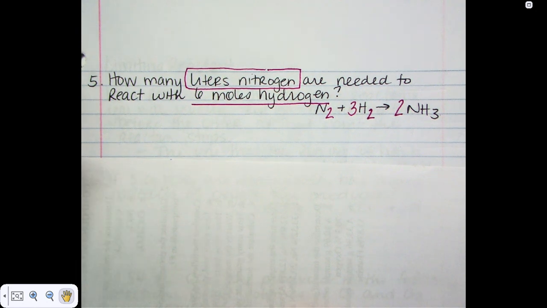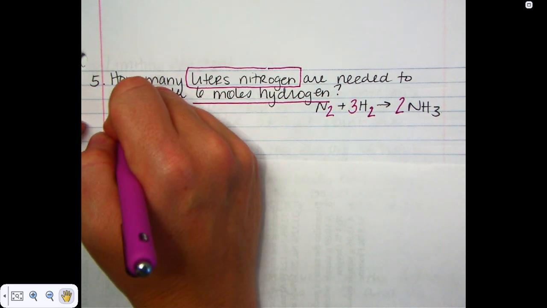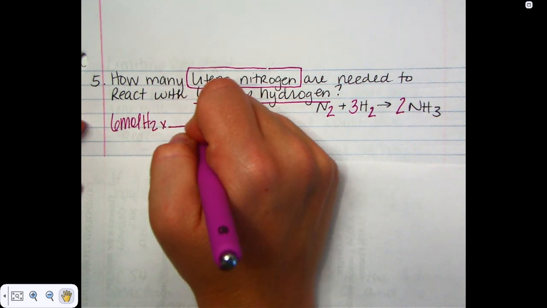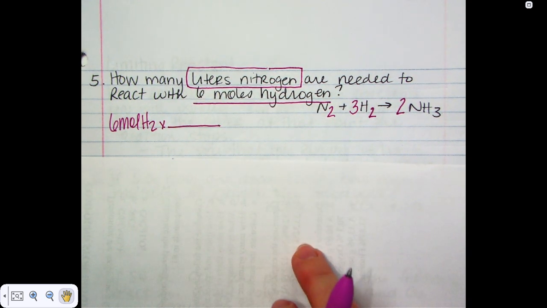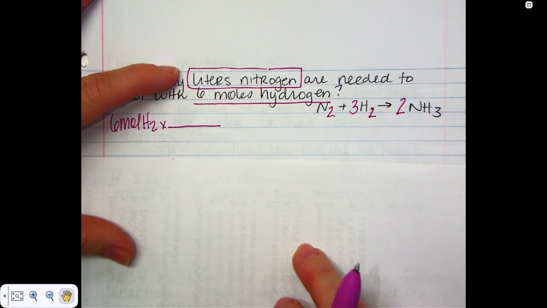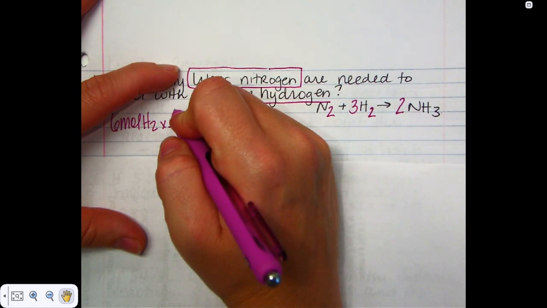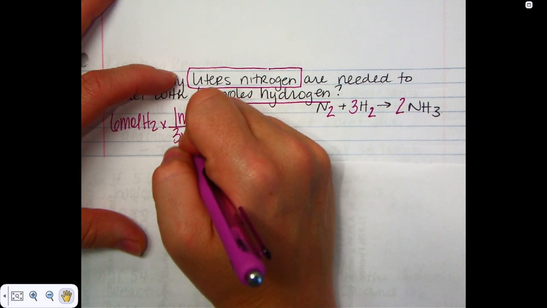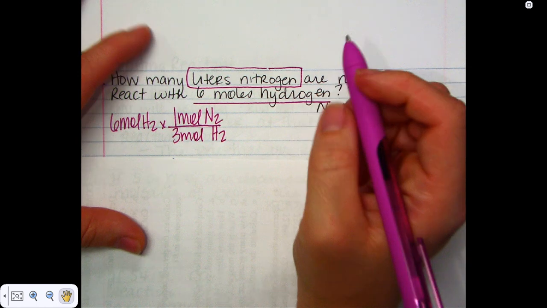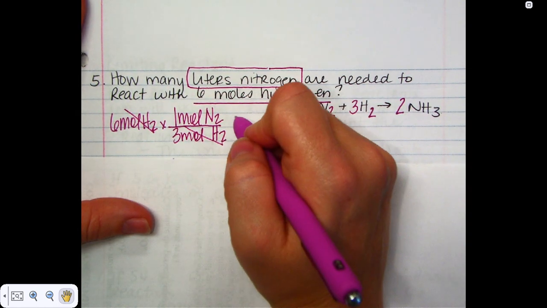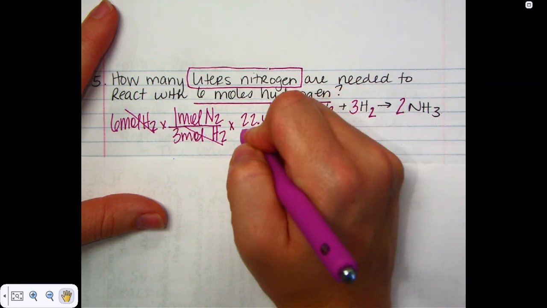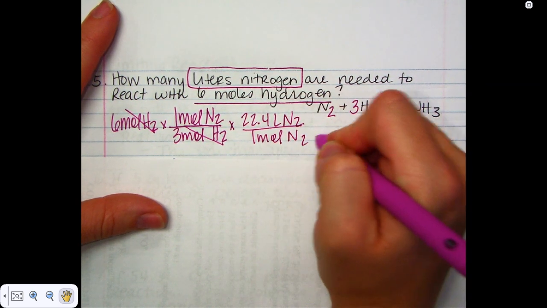Now, notice what they're giving me to start this time. They're giving me moles. So I don't have to go to moles, I'm already in moles. 6 moles of H2 times, that means my very first step is going to be mole bridge because I'm already in moles. I'm trying to go to nitrogen, so that means my nitrogen has to go on top. 1 mole N2 over, I'm getting rid of hydrogen, 3 moles H2. All right, so my moles are going to cancel. And then it asks for liters. So times 22.4 liters N2 over 1 mole N2.